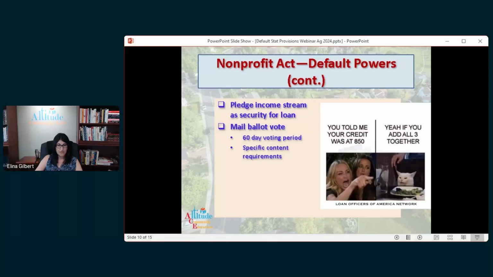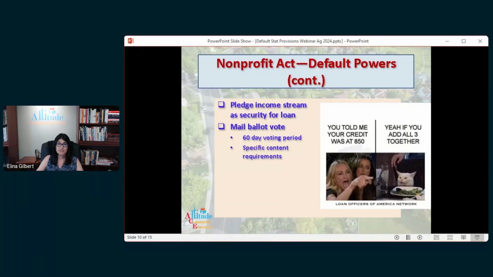Few things to keep in mind. Again, if your documents do not prohibit mail ballot voting, and I don't think I've actually ever seen a set of documents that prohibit this, anything that the homeowners vote on can be done through a mail ballot. What's the advantage of using a mail ballot vote? There's a few. One is you don't have to have a meeting. And two is you can spread your voting period for about 60 days where you can collect ballots.